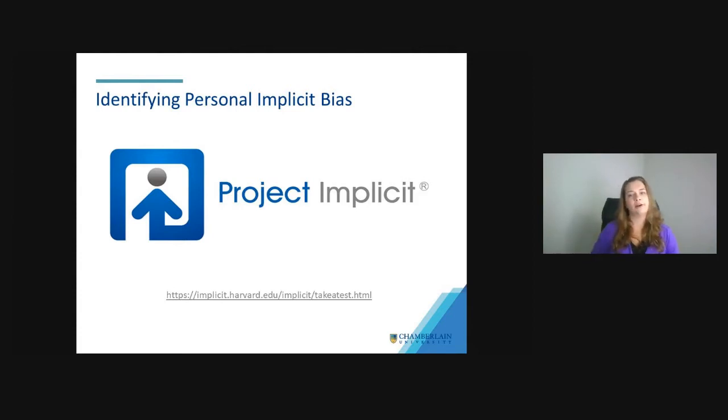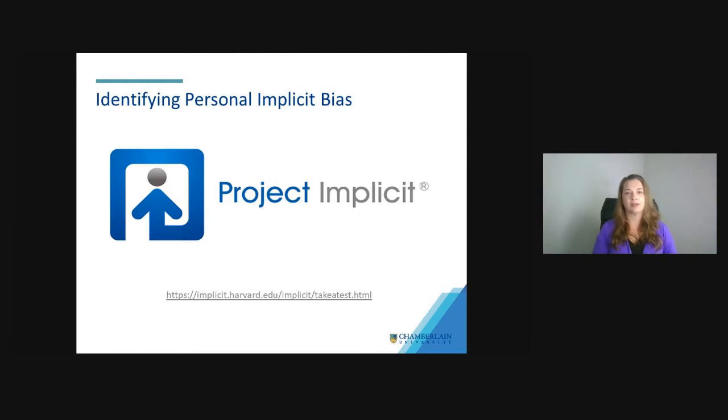So Project Implicit at Harvard has been around since the 90s. And it's offered this implicit association test. It's very unique. It's not what you think it is. The test has established reliability and validity, offering an array of assessments based on gender, sexuality, race, skin color, disability. There's several assessments that you can take to determine your underlying biases. The results of your assessment will likely surprise you and may even elicit some feelings of shame.